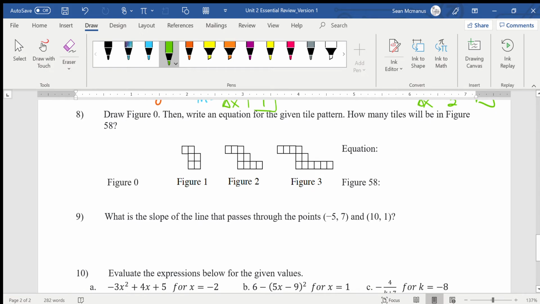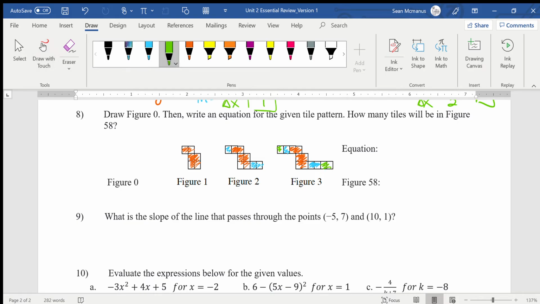Okay, number 8, draw figure 0, then write an equation for the given tile pattern. How many tiles will be in figure 58? So what we did in class was we kind of started by, look, there's 4 and 2, and there's 4 and 2, and there's the 4 and the 2, and then it added 2 and 1, 2 and 1, and then I can see, oh, it continues to add 2 and 1.